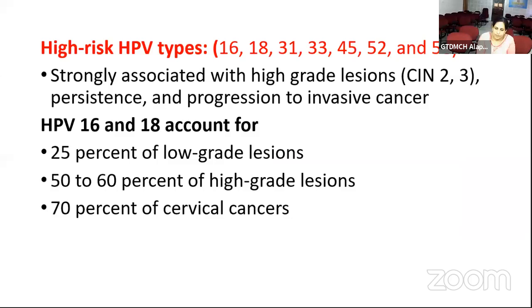The high-risk human papillomavirus types include 16, 18, 31, 33, 45, 52, and 58. They are strongly associated with high-grade lesions, and with persistence and progression to invasive cancer. Human papillomavirus 16 and 18 account for 25% of low-grade lesions, 50-60% of high-grade lesions, and 70% of cervical cancers.